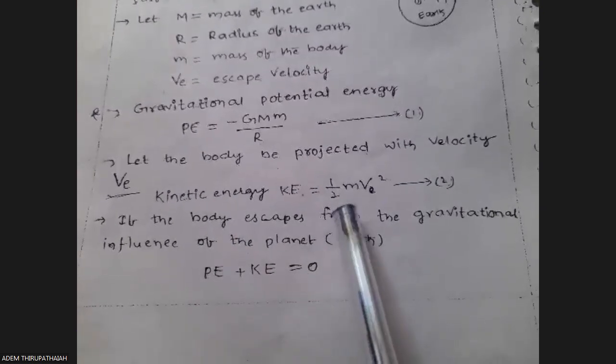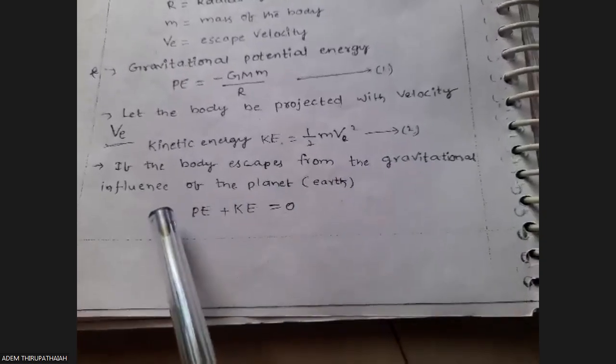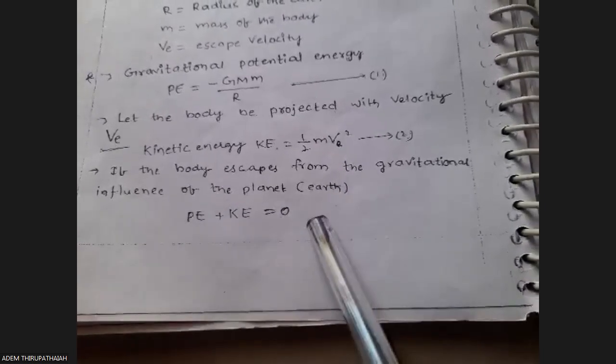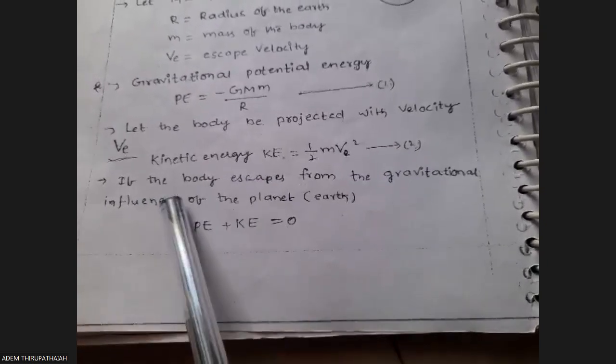Now the kinetic energy is equal to half mv square. This is potential energy, gravitational potential energy. This is kinetic energy. So the body escapes from the gravitational influence of the planet, like the Earth. That is PE plus KE is equal to 0, once again, if the body escapes from the gravitational influence of the planet.